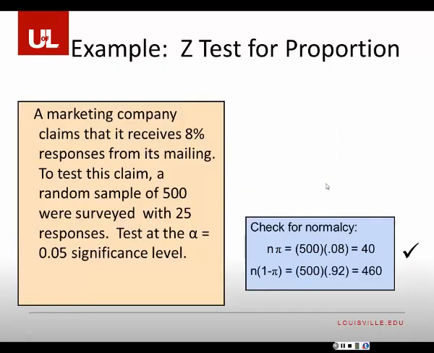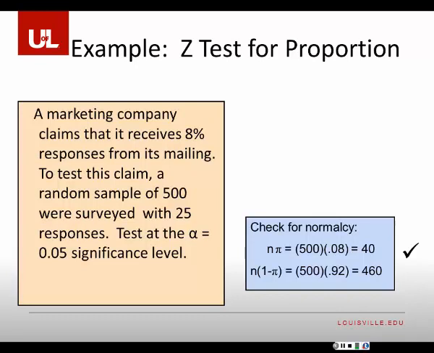So here's an example. A marketing company claims that it receives 8% responses from its mailings. To test this claim, a random sample of 500 were surveyed with 25 responses. Test at the alpha equal to 0.05 significance level. So first we've got to check, can we do it? Before you do anything else, start there. Because if you can't, then don't waste your time calculating anything else.